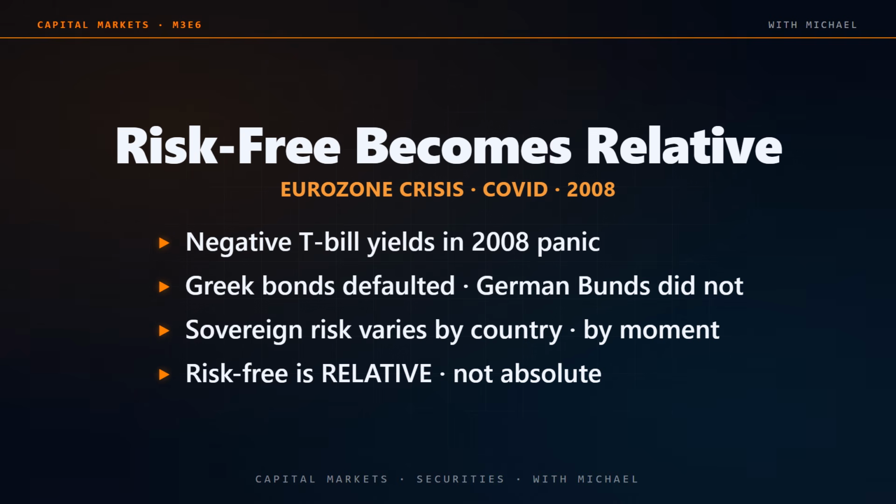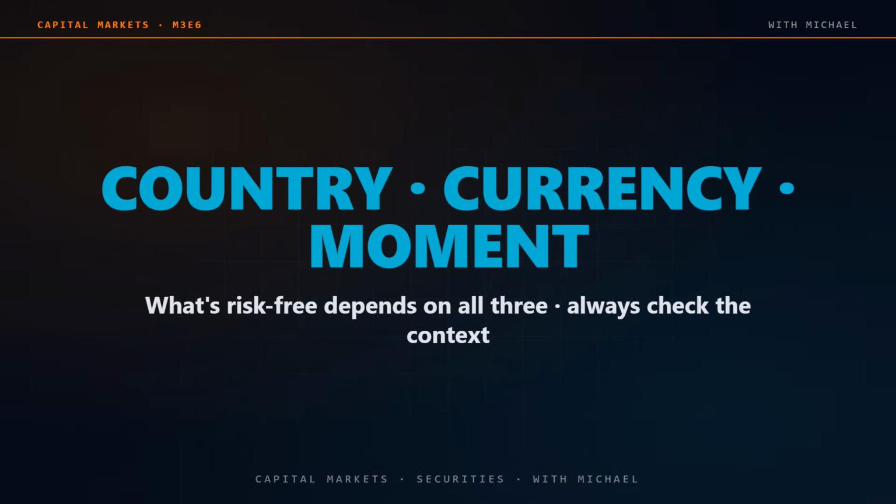What is the risk-free rate when government default suddenly becomes a market concern? In the Eurozone crisis, German bonds remained safe while Greek and Italian bonds did not. The risk-free benchmark for Eurozone investors became the German bond, not the broader European yield curve. Risk-free is relative, not absolute, and it depends on the country, the currency, and the moment.